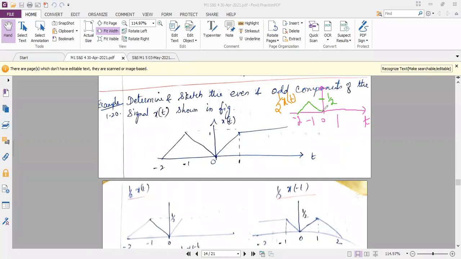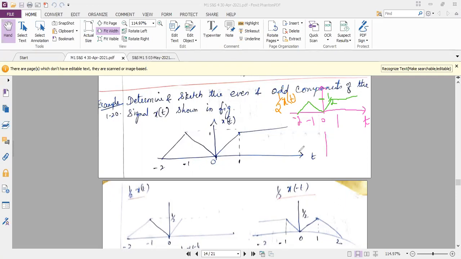And at -2 and 0 it is 0, and at 1, yeah, it is not 1 now, amplitude is 1 by 2. Okay, so at 1 the amplitude is 1 by 2. So now I have completed the diagram of 1 by 2 x of t. Now to get the even signal, I have to draw, next is 1 by 2 x of minus t.